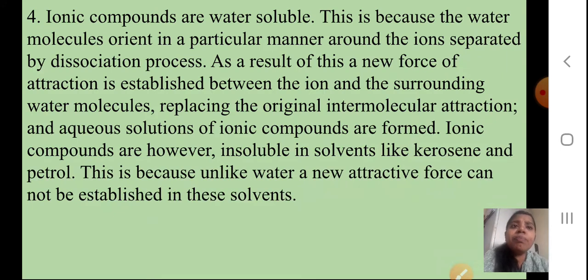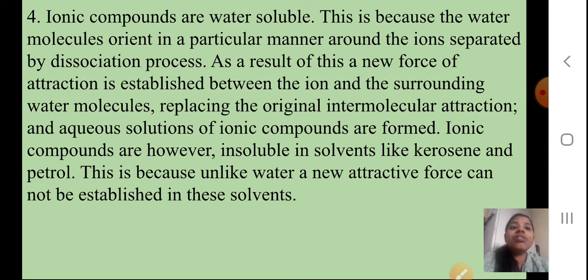Ionic compounds are water soluble. This is because the water molecules orient in a particular manner around the ions separated by the dissociation process. For example, we are taking NaCl. When I am dissolving NaCl in water, Na+ and Cl- ions will be formed, and around the ions will be the water molecules. As a result, a new force of attraction is established between the ion and the surrounding water molecules, replacing the original intermolecular attraction.